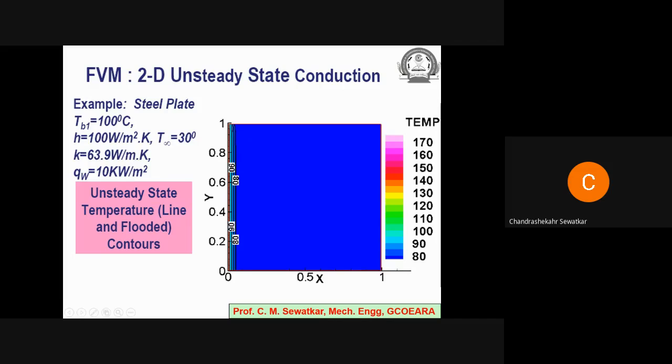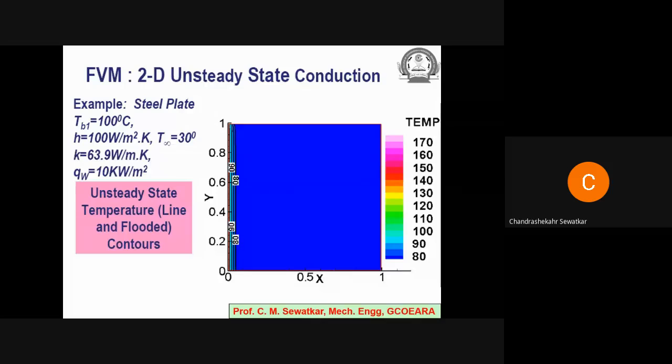This is the situation, the temperature distribution at a particular time instant before we reach the steady state solution, and that has been plotted in terms of line and flooded contours again. So you can see this is in the developing stage. Because this heat transfer process is intrinsically a process that leads to a steady state solution, and we have already seen how the steady state solution looks like.